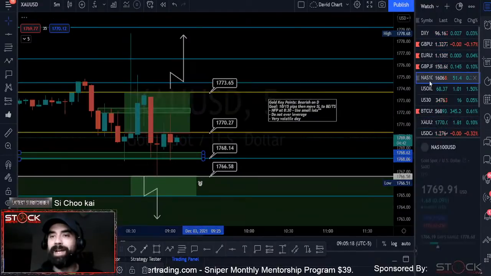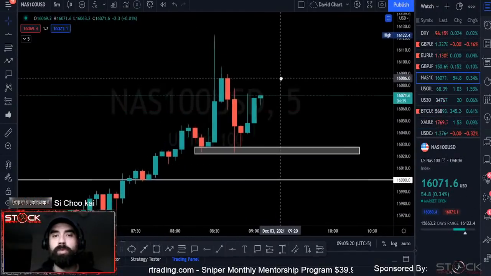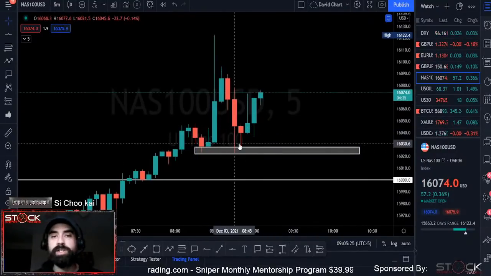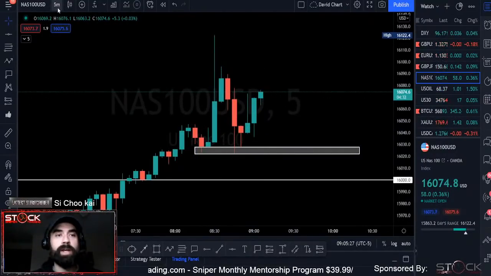So we're going to do Nasdaq. All right, Nasdaq is holding nice support right here. Okay, it did not break below down here. Okay, it's starting to push up. Okay, it's starting to really push. So we're going to do a top down.